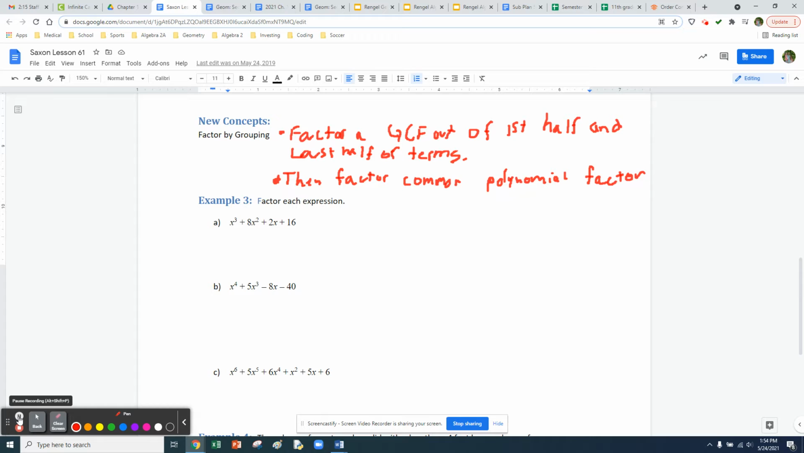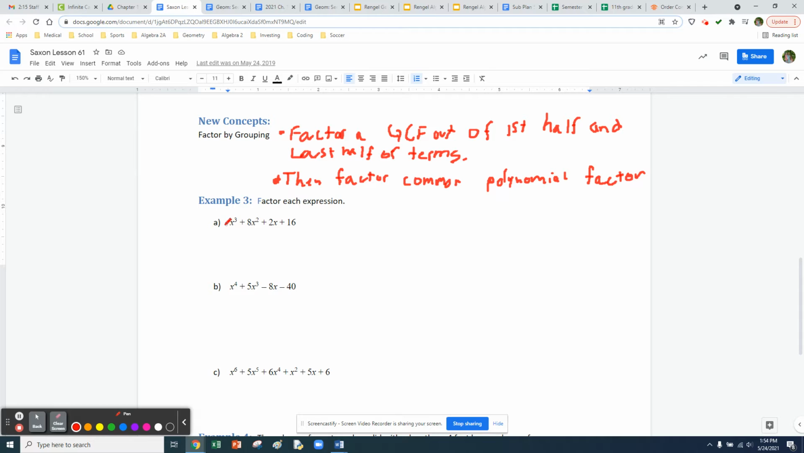Hello, Algebra 2A. Welcome to day 2 of lesson 61, where we're going to talk about our last type of special advanced factoring, which is factoring by grouping. Factoring by grouping is where we can factor a GCF out of the first half and last half of the terms, and then factor out the common polynomial factor that we're going to start to see between the two terms.